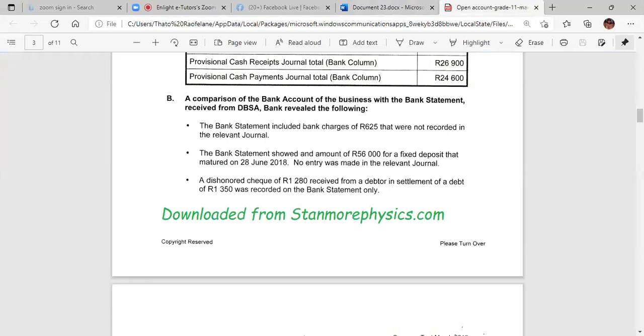And then the bank statement showed an amount of 56,000 for a fixed deposit that matured on 28 June 2018. No entry was made in the relevant journal. So when a fixed deposit matures, in simple terms, if you made a fixed deposit for a year, for example, after that year it matures and the bank releases that fixed deposit and puts the money back into your bank account.